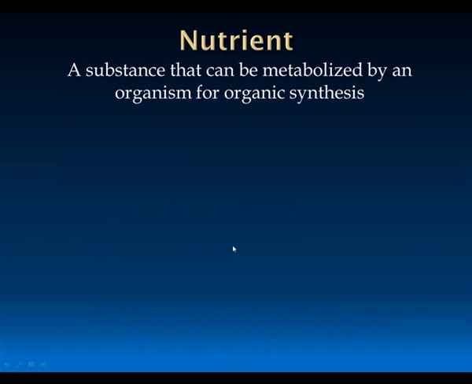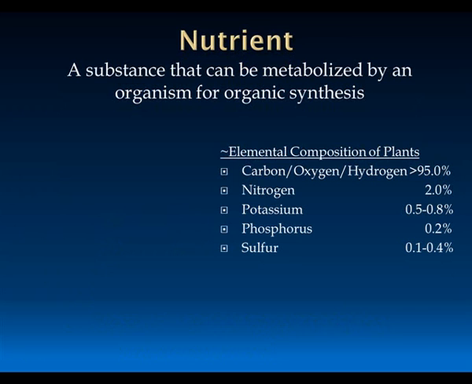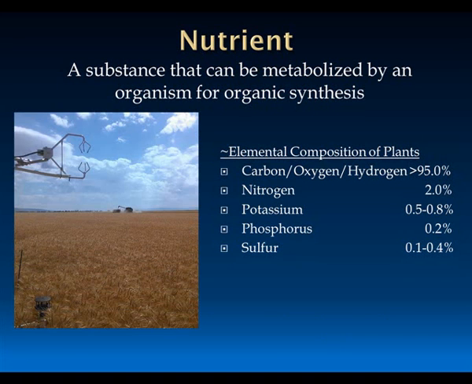So first, what is a nutrient? It's a substance that can be metabolized by an organism for organic synthesis. And so these are the top elements by mass, the elemental composition of plants. We saw this picture previously of a wheat crop growing and a flux tower, an eddy covariance system measuring the flux of water and carbon between this crop and the atmosphere.